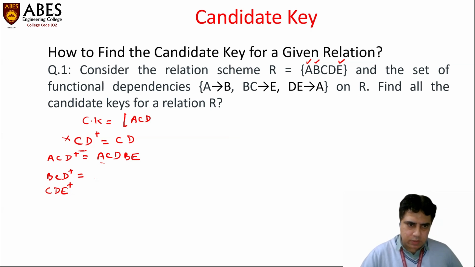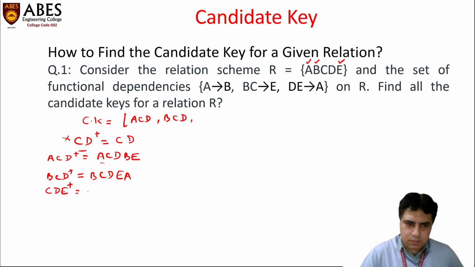Now take the attribute closure of this. There can be multiple candidate keys, so we try all the possibilities. So B, C, D is part of this attribute closure. Now from the BC we can determine E, and from the DE we can determine A. So all the attributes can be determined from BCD. So there is one more candidate key, BCD.